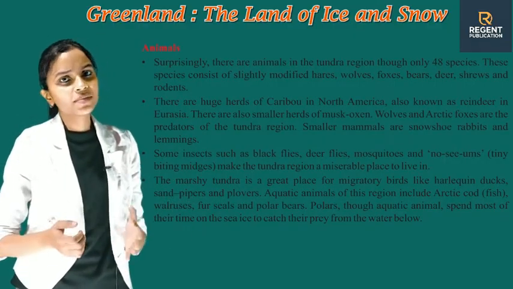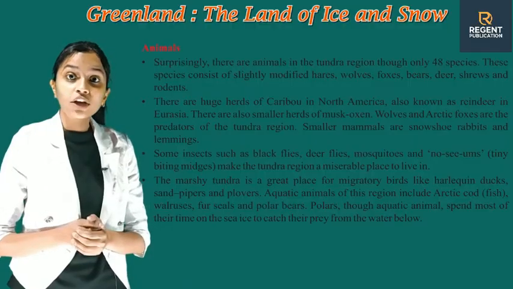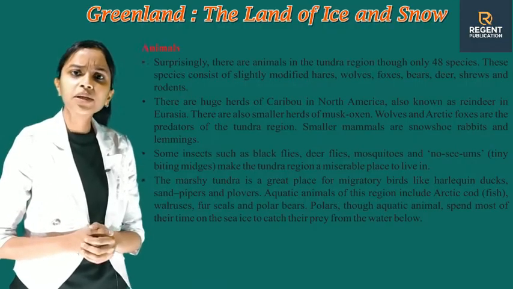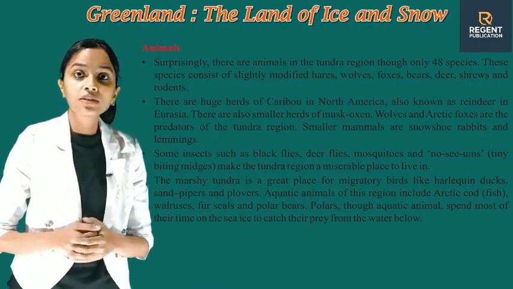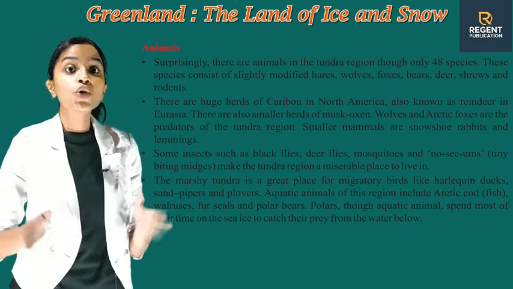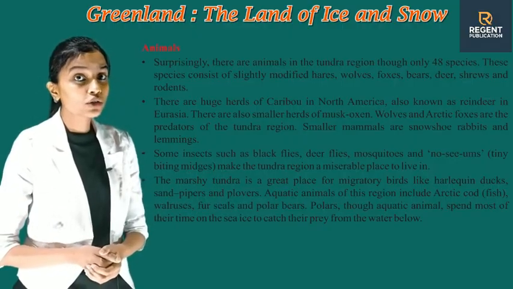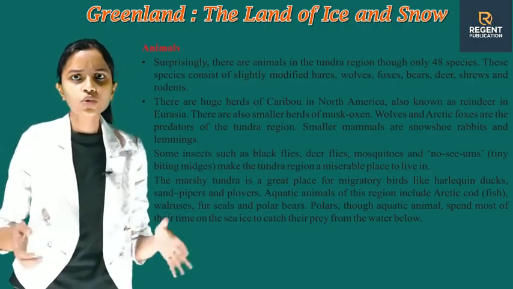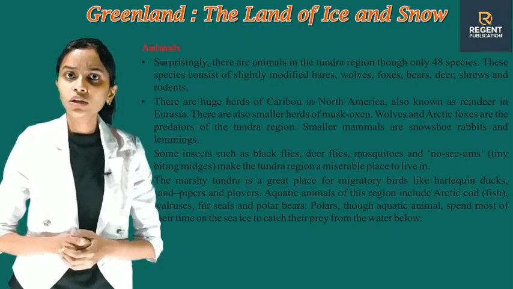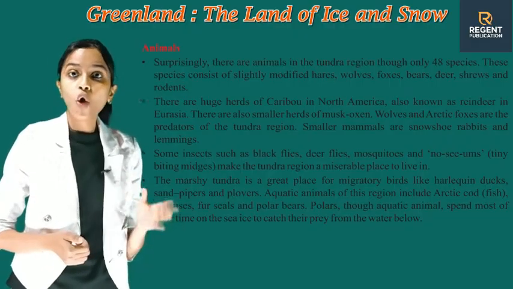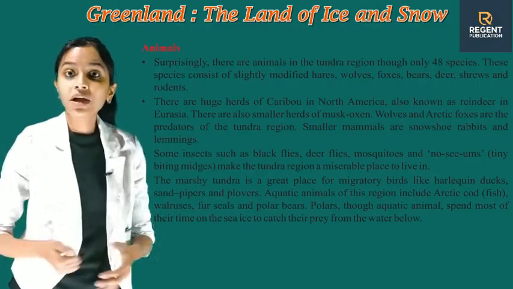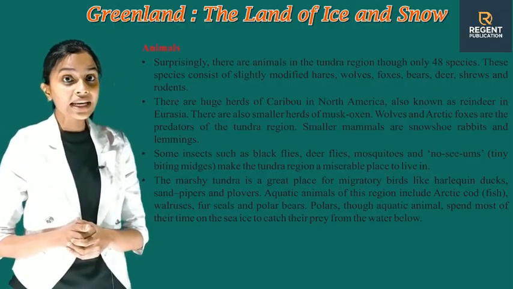Now it's time to see the animals of that region. Surprisingly, there are animals in the tundra region, though only 48 species. These species consist of slightly modified hares, wolves, foxes, bears, deer, shrews, and rodents. There are huge herds of caribou in North America, also known as reindeer in Eurasia. There are also smaller herds of musk oxen. Wolves and Arctic foxes are the predators of the tundra region. Smaller mammals are snowshoe rabbits and lemmings.